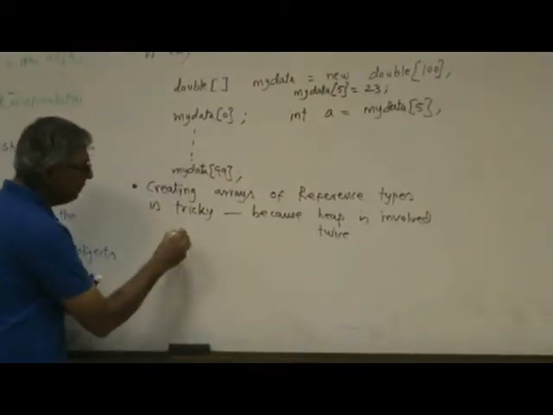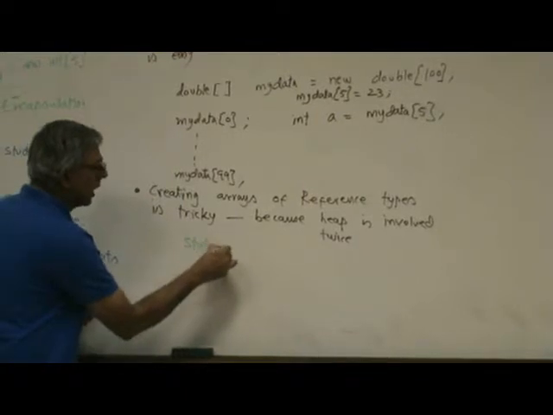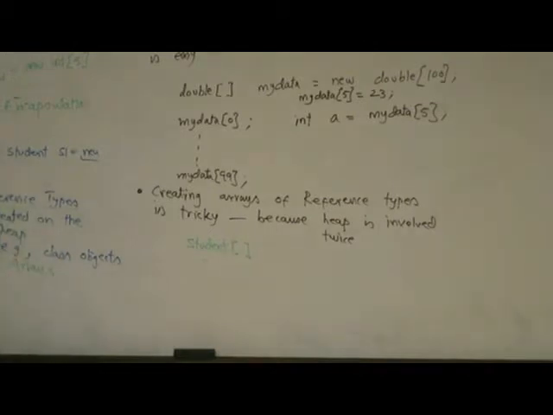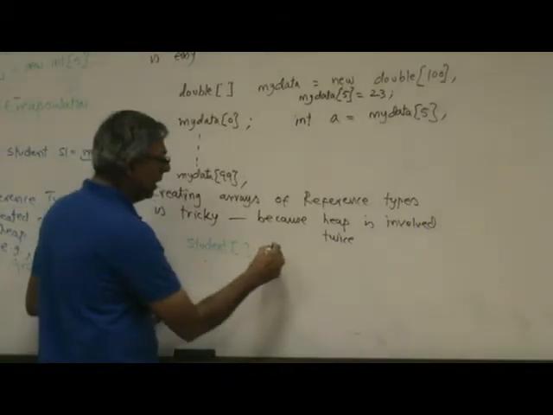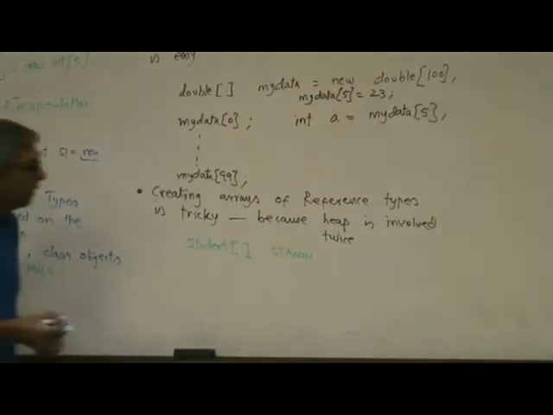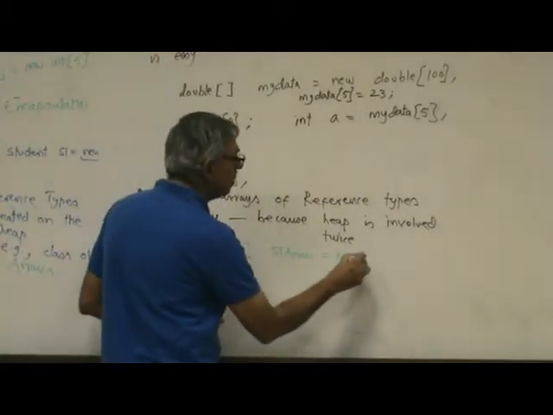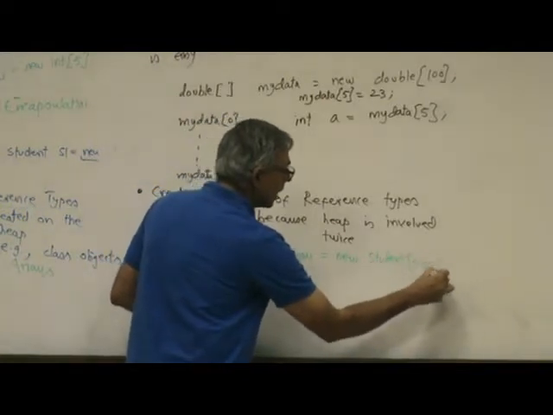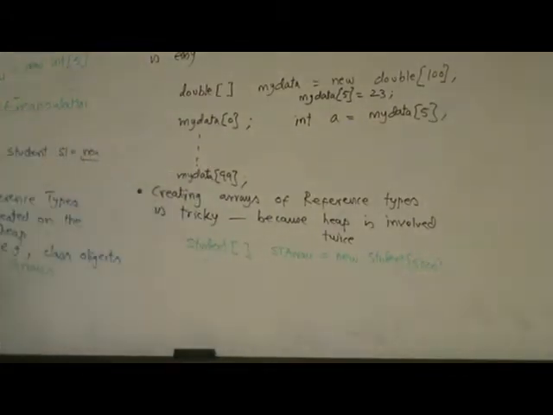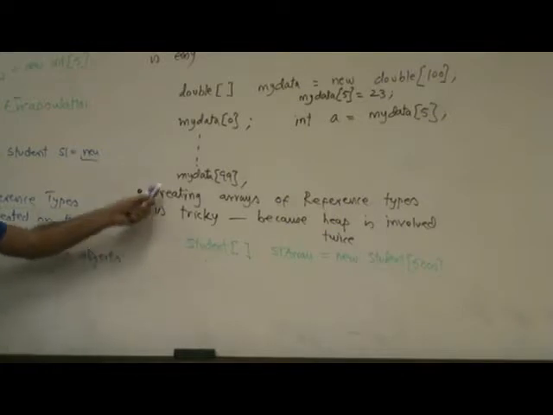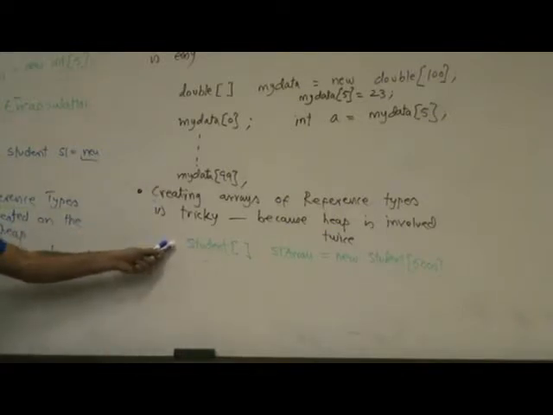Let me clarify this further. Your first inclination is to write the code like this. You will say student, and again you will put empty brackets because you wanted to create an array of students. Now you'll pick a name for the array. Let's call it ST array, you can call it anything you feel like, equal to new student of 5,000. A lot of people who are new to this kind of programming will be fine with the first step.